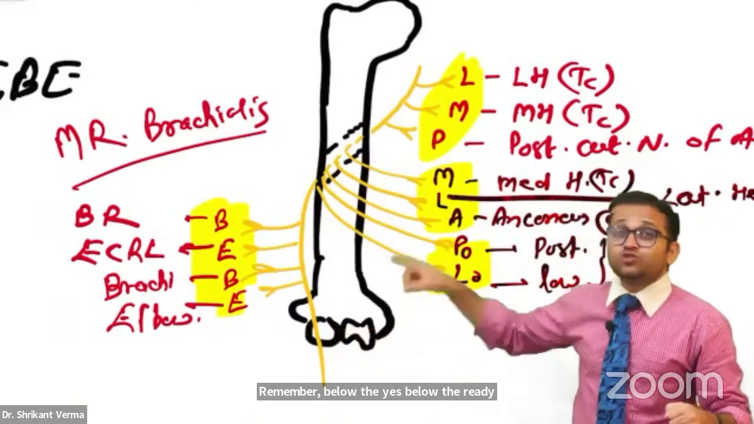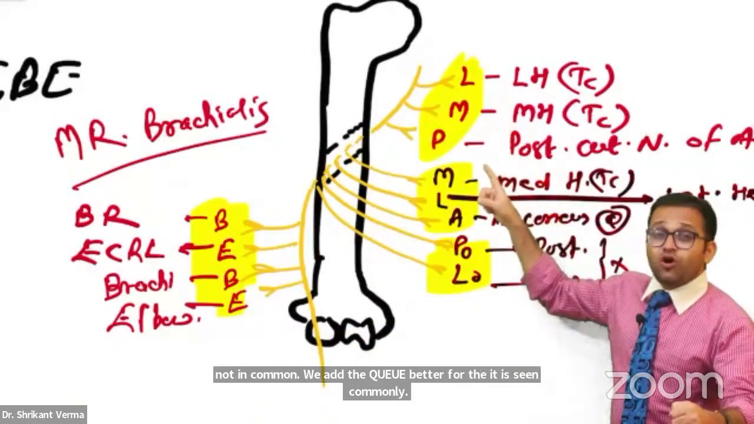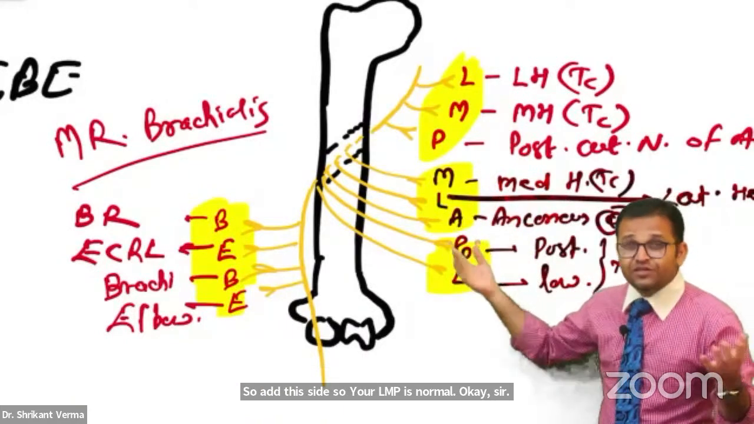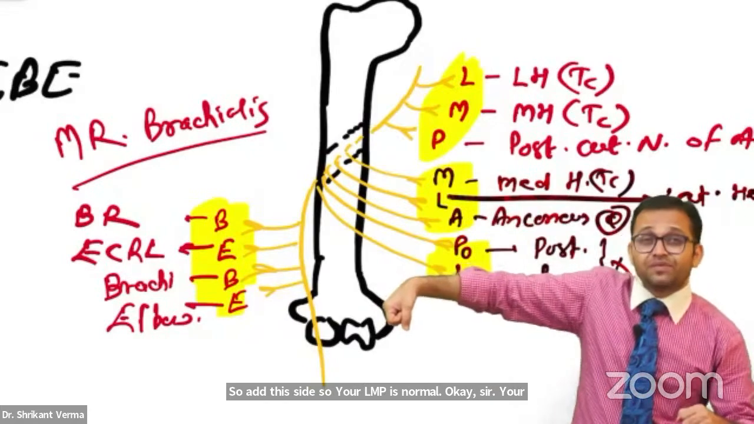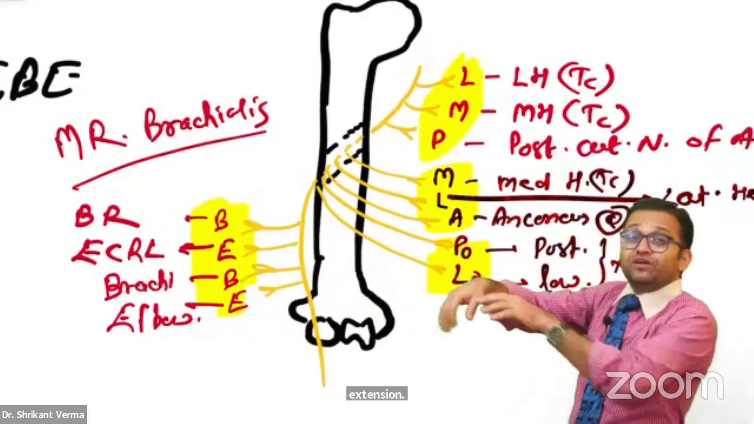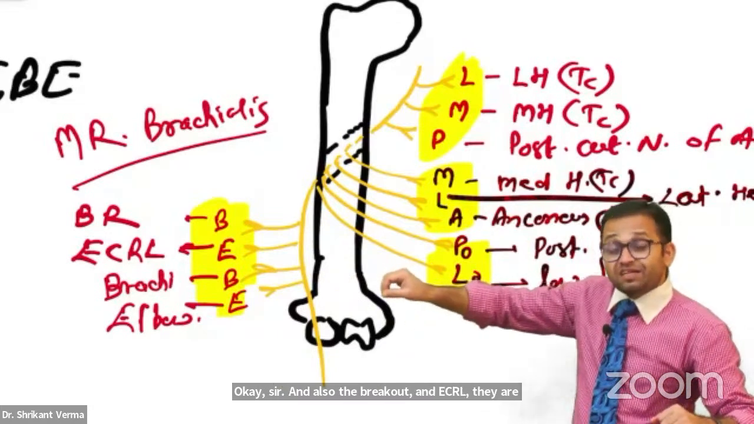So at this site, your LMP is normal, your MLA is normal, so triceps is normal and the patient can do extension. Also the brachioradialis and ECRL are normal. They are crossing the wrist joint, so the patient can do extension at the wrist also.